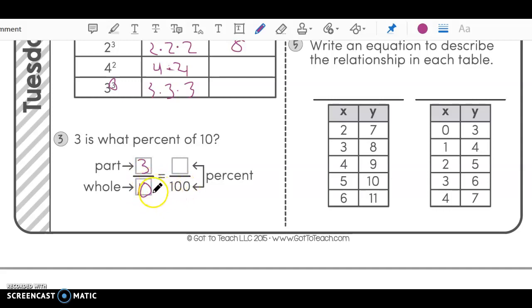Well, I always look at this as, remember, percent is always out of 100. How do you get to 100 from 10? Well, you would multiply it by 10. 10 times 10 is 100. So what you do to the bottom, you also do to the top. So 3 times 10 is 30. So 3 is 30% of 10.